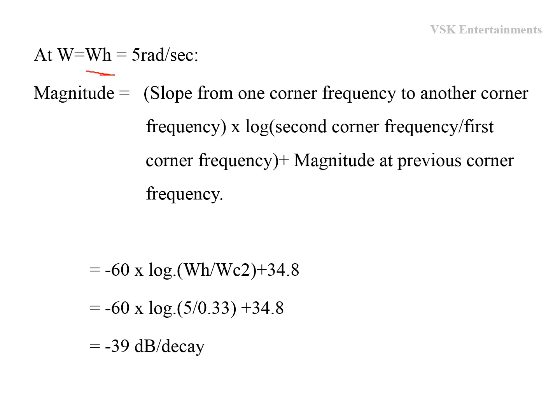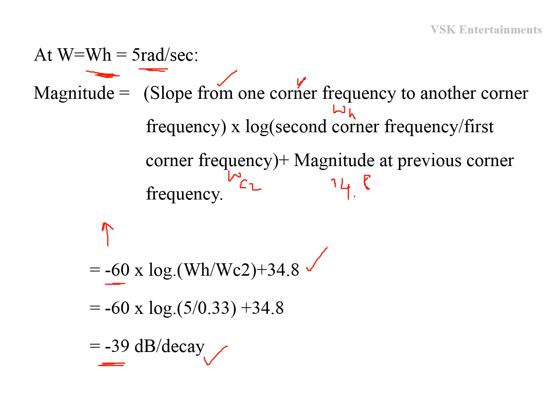Similarly, the magnitude at the highest corner frequency. Here the highest corner frequency is 5 radians per second, and the slope from one corner frequency to another is minus 60 decibels per decade. This is from the tabular column, and the log of the second corner frequency, here the second corner frequency is omega H and the first corner frequency is omega C2, and the magnitude at the previous corner frequency is 34.8. Substitute all these values in the formula, then we get the magnitude at the highest corner frequency as minus 39 decibels.